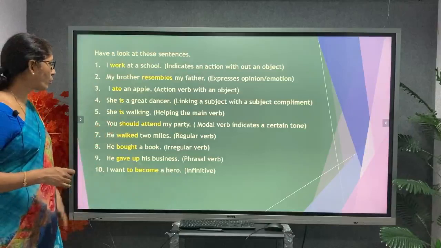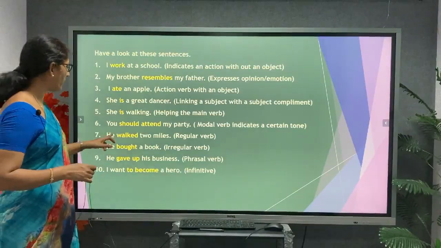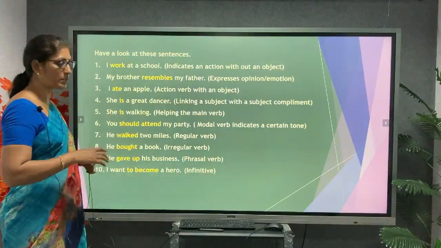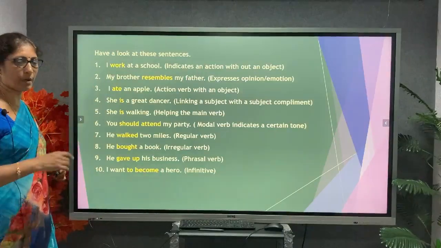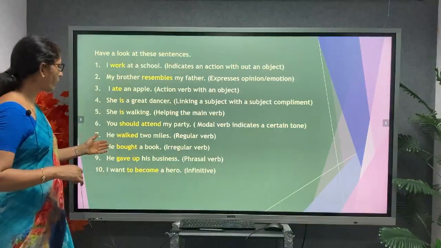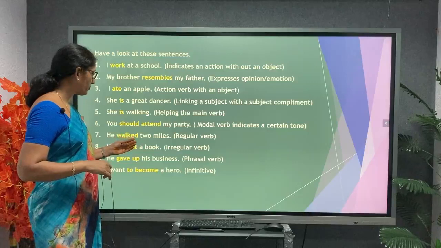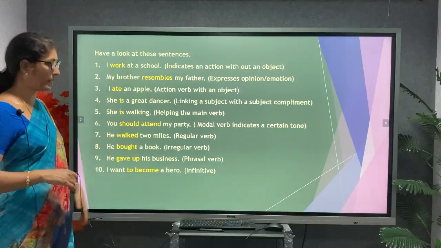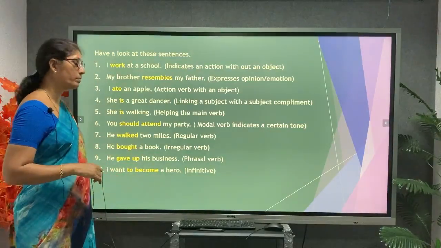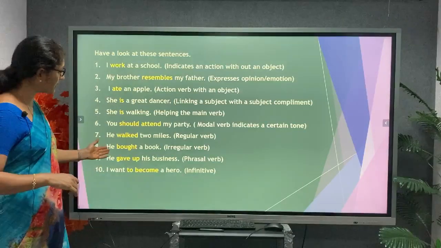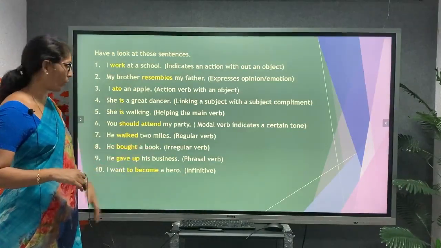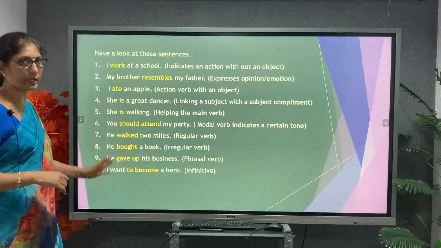Next, we walk 2 miles. Here, it's a regular verb. That means walk, play, and so on. So it is a regular verb, and -ed is added. Next, he bought a book. Here, this is an irregular verb, bring, brought. That means the verb form is changed.